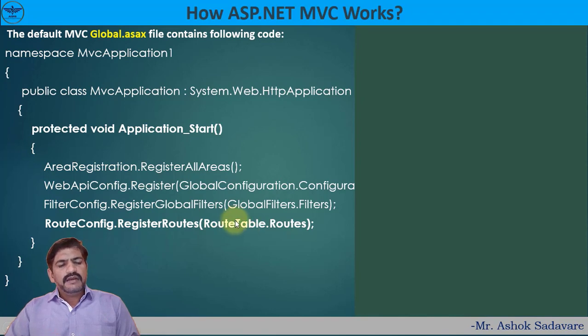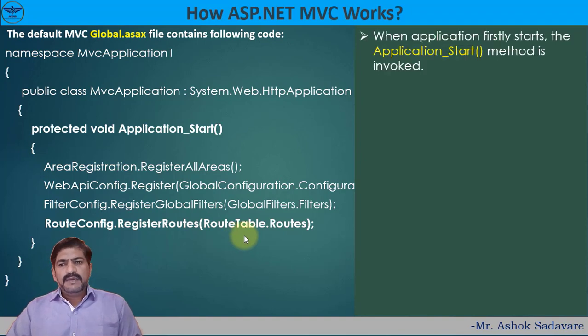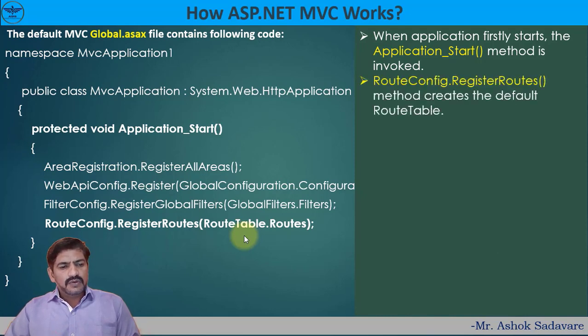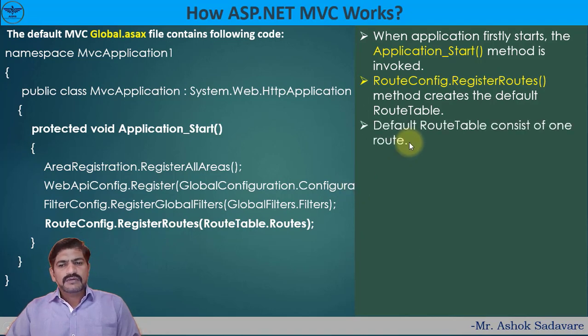When the application starts for the first time, the Application_Start method is invoked, and it specifies the route table. It allocates the route table and specifies the different routes. So the RouteConfig.RegisterRoutes method is invoked, and it creates the default route table. The default route table consists of one route.